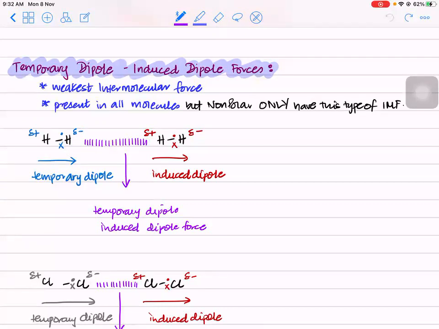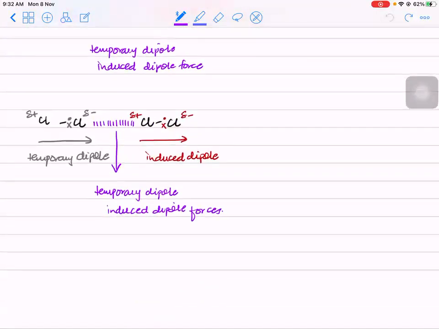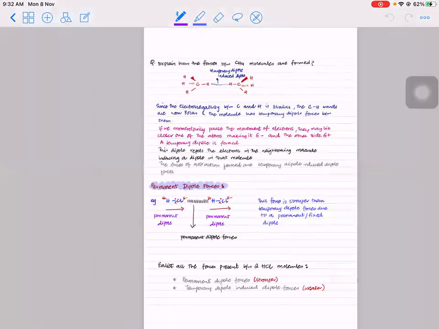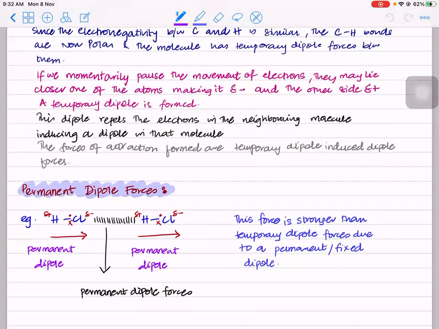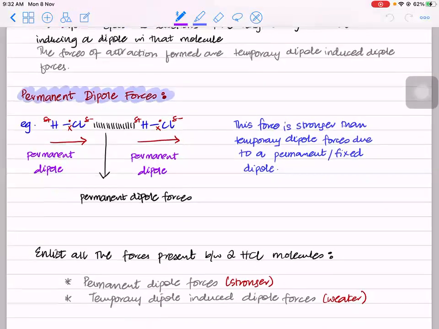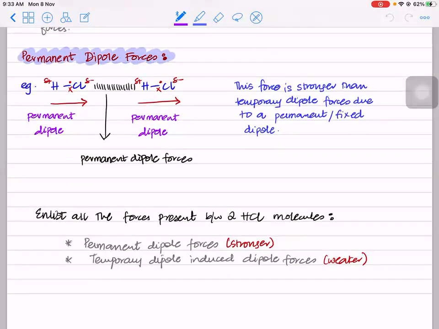And these are the weakest form of forces. Why? Because the dipole will be fluctuating. Once you unpause the movement of electrons, it will revert. Yes? Now let's see another example. Chlorine, also a non-polar molecule, will have temporary dipole, induced dipole forces. Then we have the forces in methane, how they are formed. We know that if we momentarily stop the motion of electrons, they will give a temporary dipole, which will induce a dipole in the neighboring molecule. Then we have a relatively stronger type of forces, permanent dipole forces.